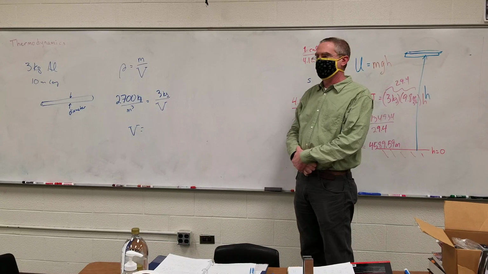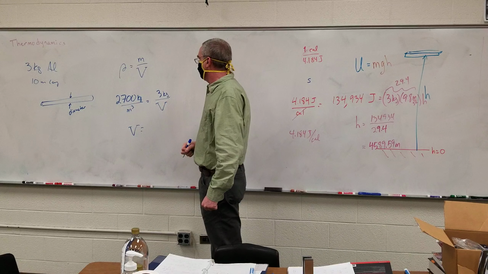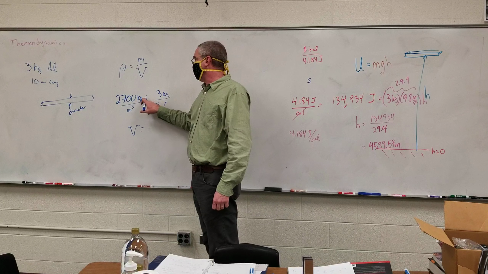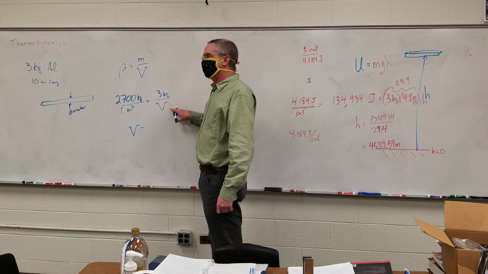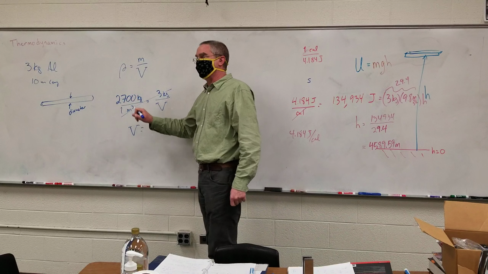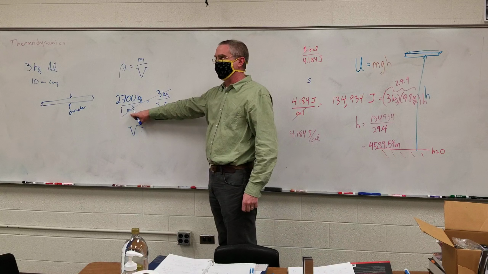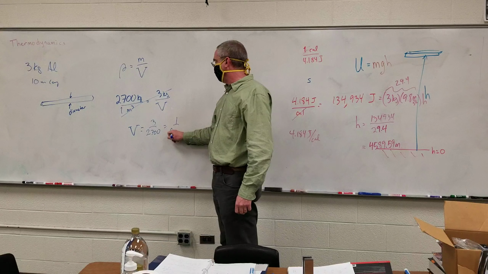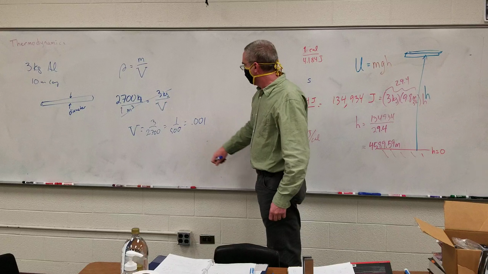Maybe 100? Say it again. 8,100. Oh, no, not multiplying. If 2,700 kilograms is for 1 cubic meter, then 3 kilograms has to be for less than 1 cubic meter. When you're doing cross multiplication, you've got two fractions equal to each other. You multiply the diagonal, and then divide by what's left over. So it's 1/900. 3 times 1, multiply the diagonal, and divide by 2,700. So it's 3/2,700, or 1/900, or 0.001.